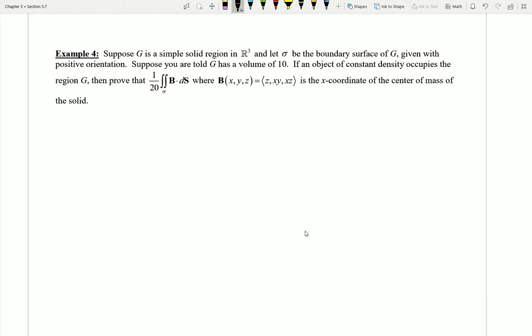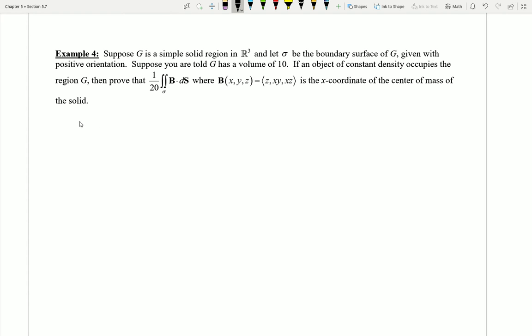It encloses a solid. So suppose that you are told that G has a total volume of 10. We don't know what G looks like, but its total volume is 10. If an object of constant density occupies the region G, then prove that 1/20th times this double integral is the x-coordinate for the center of mass of the solid. Oh gosh, okay, so this again is bringing together a lot of ideas that we have seen in previous sections.